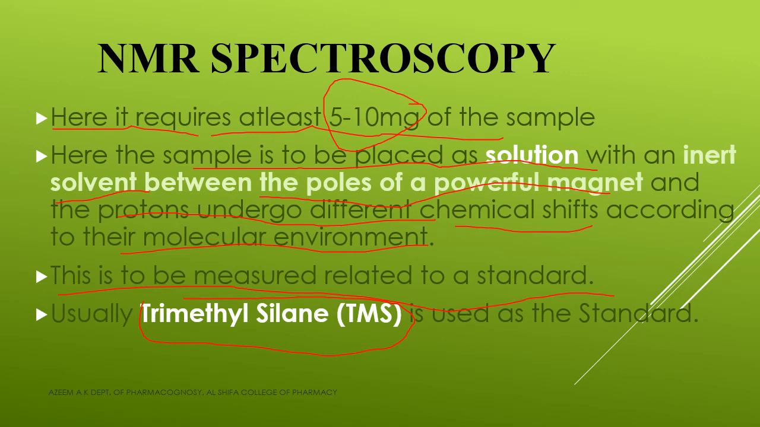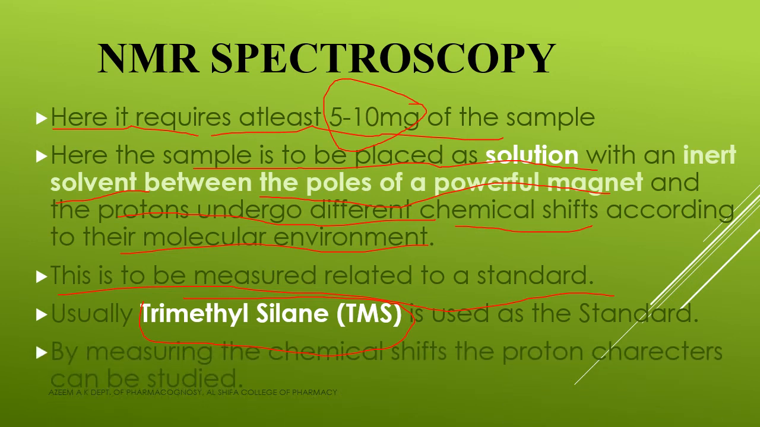Clear? So it requires 5 to 10 milligram of sample, and this is quite heavy in the case of phytoconstituents. The sample should be placed as solution with an inert solvent between the poles of a powerful magnet, and the protons will undergo different chemical shifts according to their molecular environment. This shift should be measured with the help of a reference standard, and usually TMS or trimethylsilane is used as a reference standard. By measuring the chemical shifts, the proton characters can be studied. That is, the characters of hydrogen can be studied by measuring the chemical shift of that particular atom or molecule. Clear?